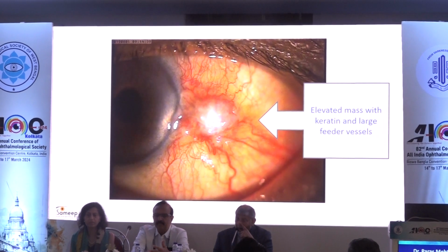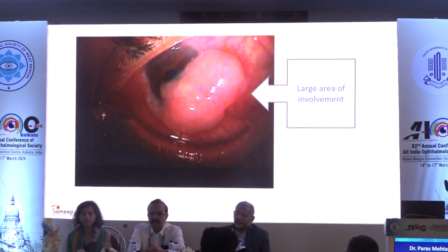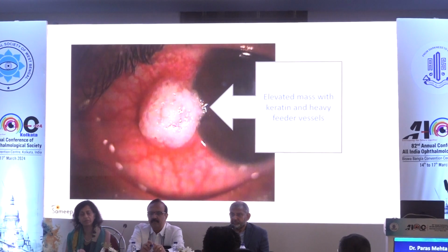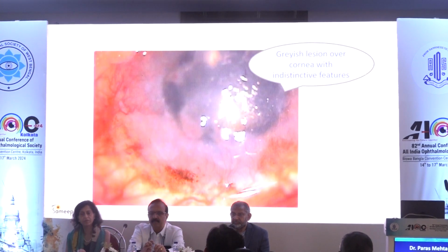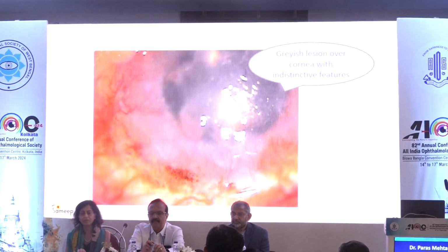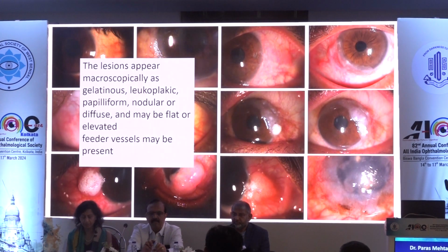There could be an elevated mass with keratin and large feeder vessels, a limbal mass with corneal involvement and a lot of keratin onto the surface. Sometimes they present with a very huge area of involvement, late presentation, or there could be an elevated mass with keratin and heavy feeder vessels. This case had a grayish lesion over the cornea with indistinct features, and on probing in detail, he had a history of probably a pterygium removal, which was not a pterygium, and it could have been an OSSN. So these are the cases who would require a map biopsy to identify the disease process.